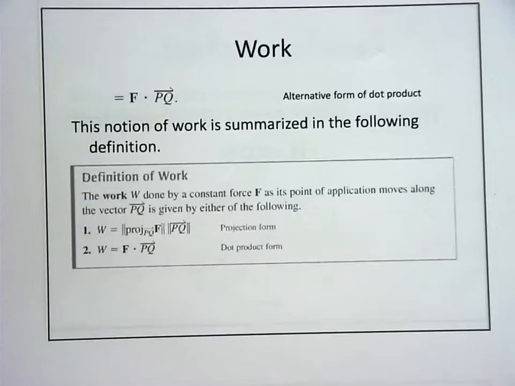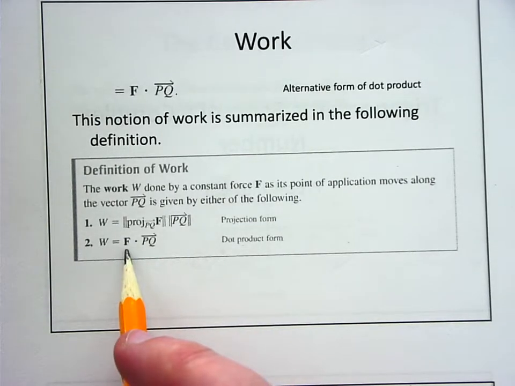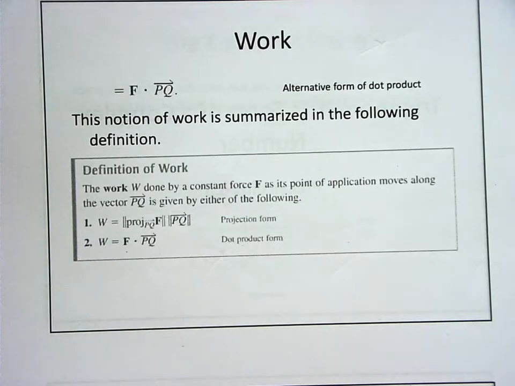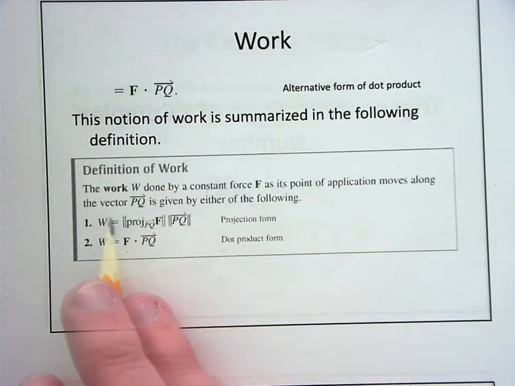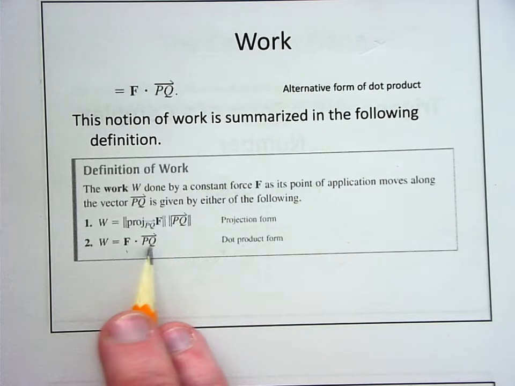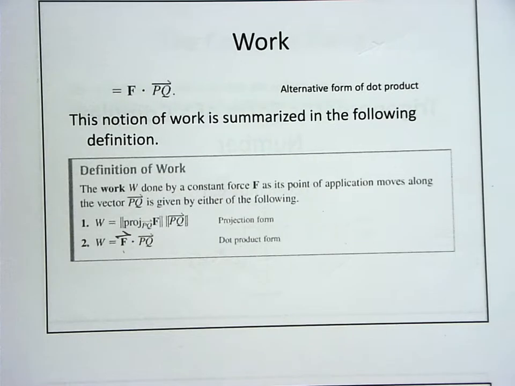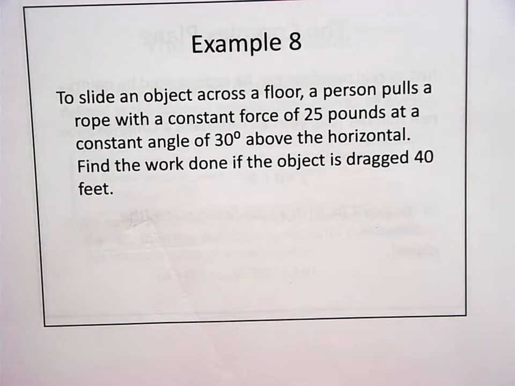And also, because of that, you can also just change this. If you have your work done moving along that vector PQ, you can actually just change it into a dot product. You can just take the vector F, that force being applied, dotted with PQ. Because if I look at a problem like this, if I want to slide an object around along the floor, right?